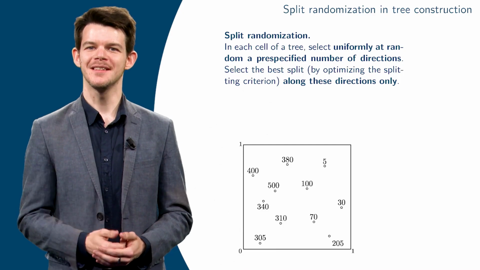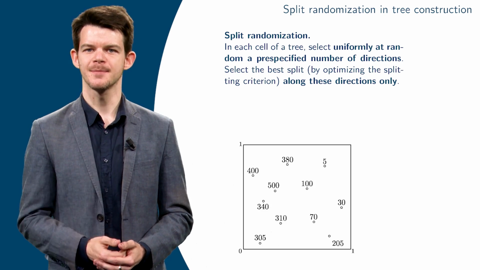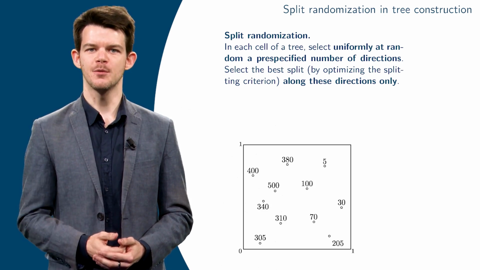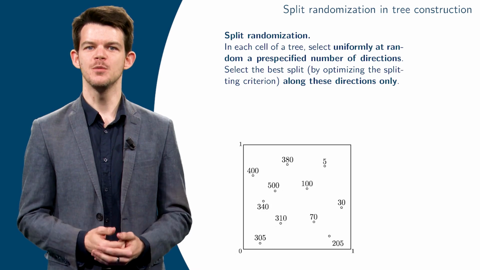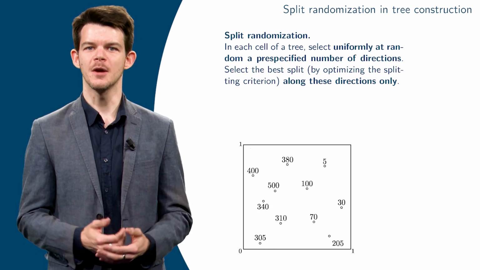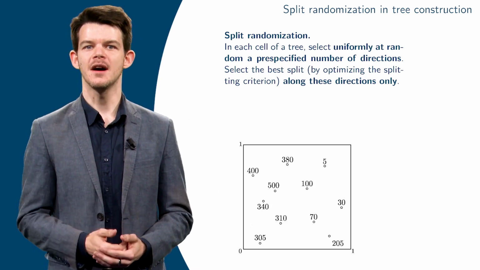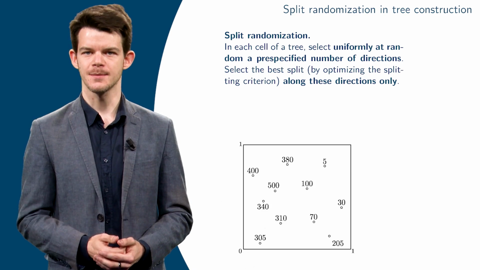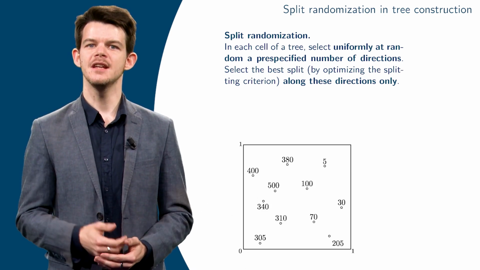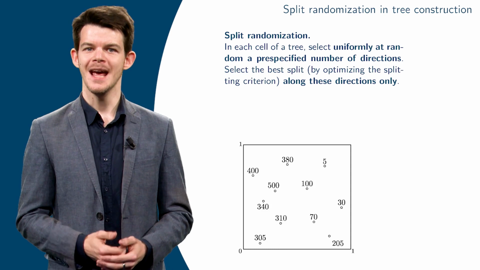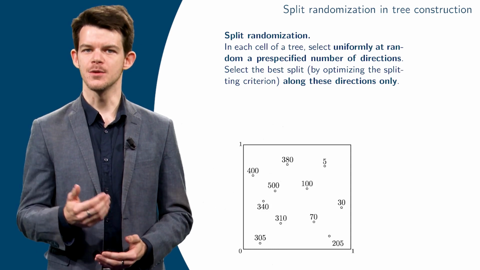The procedure for selecting splits differs for random forests. In each cell of a tree of a random forest, instead of optimizing the impurity reduction along all possible directions, a number of directions are selected beforehand, uniformly at random. The splitting criterion is optimized only along these directions. This number of directions is a parameter of the random forest algorithm and can therefore be chosen by the user.